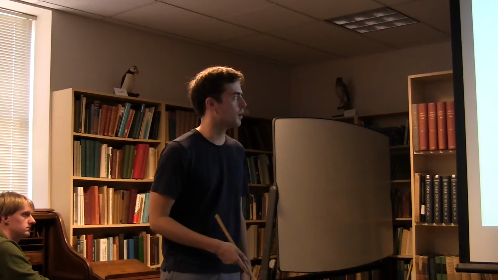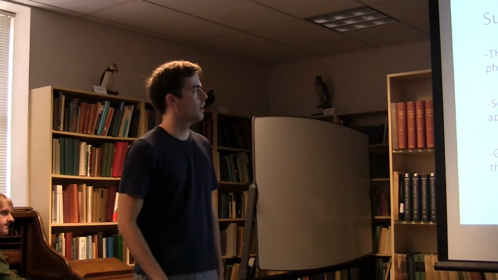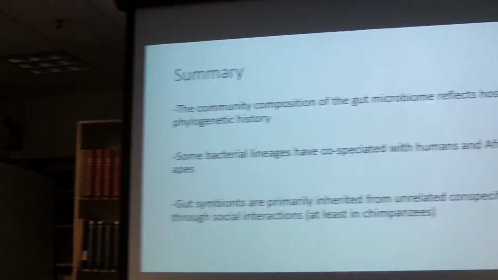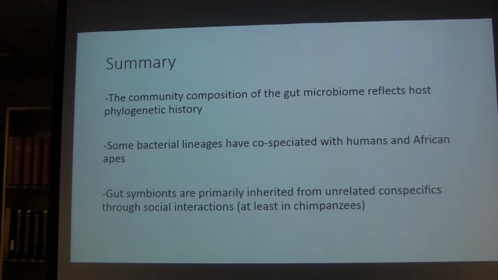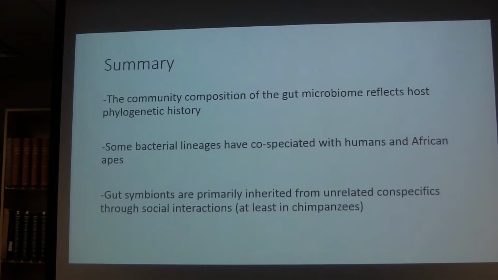So just a final summary slide of the three main parts of my talk. The community composition of the gut microbiome recapitulates the host phylogeny. Some of the bacteria in the gut appear to have co-speciated with their hosts, whereas others seem to be transferred all the time horizontally. And I think the primary mode of inheritance, at least in chimpanzees, of gut constituents is horizontal through social interaction.